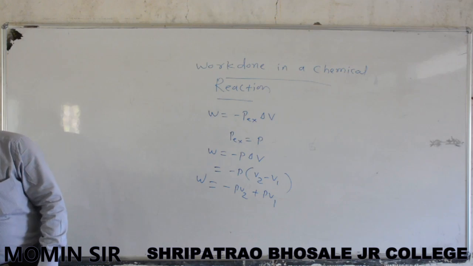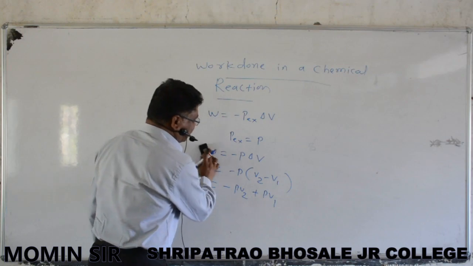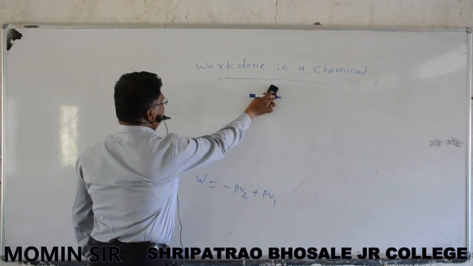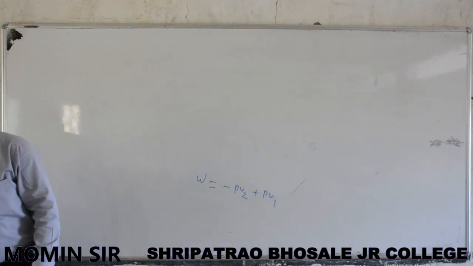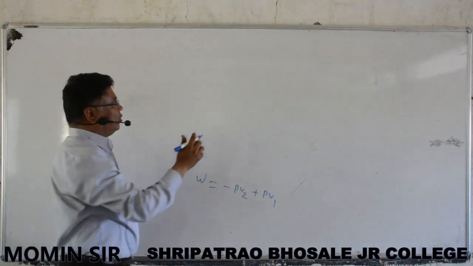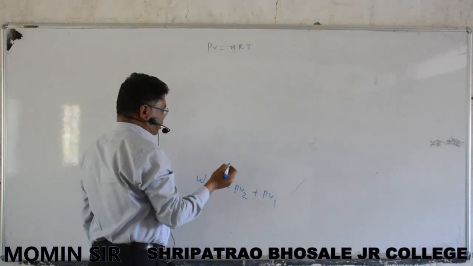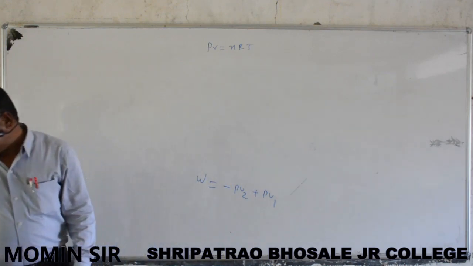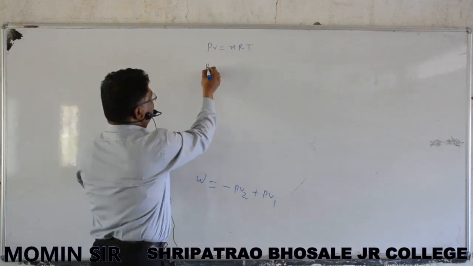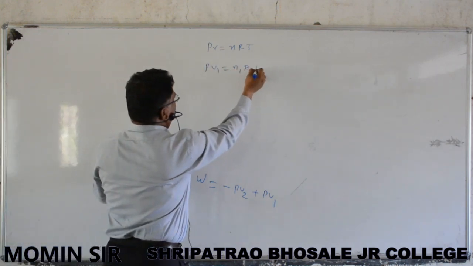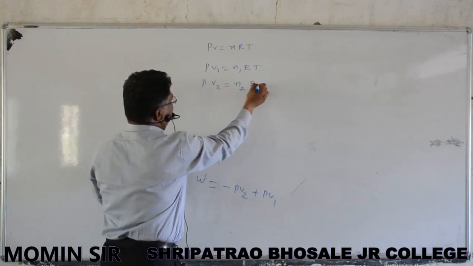Now here, if the gases are ideal, then from the ideal gas equation, PV is equal to nRT, we can write PV1 is equal to N1RT, and PV2 is equal to N2RT.